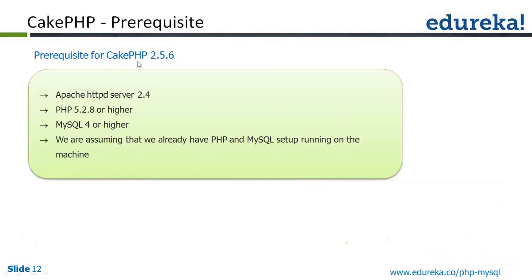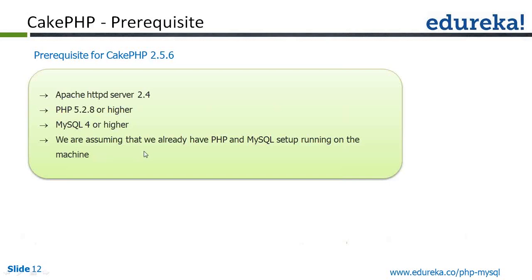Then what are the prerequisites of CakePHP 2.5.6 or 2.5.8? Anything which is available we'll work on, or the latest last month, 3, June 11th 2015, 3 also, everything is similar. So Apache HTTPD server, PHP 5.2.8 or higher. At present, we have got PHP 5.6.10. MySQL 4 or 5 or higher. It is better to work with MySQL 5.